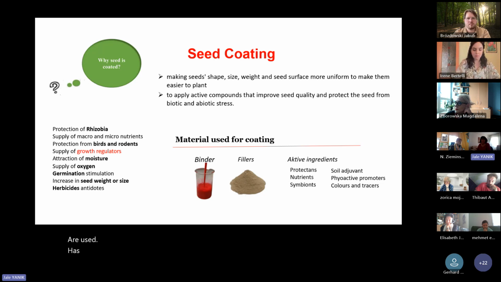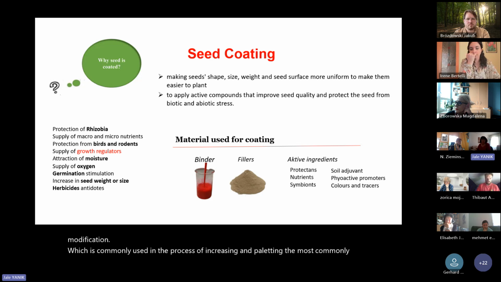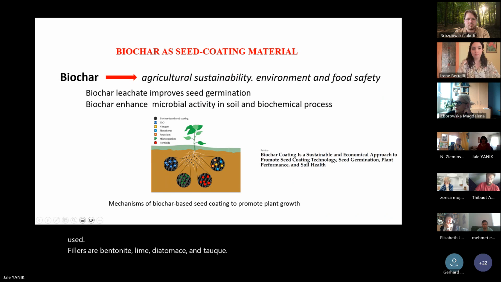The fillers are popularly bulking inert materials and allow for physical modification, which is commonly used in the process of encrusting and pelleting. The most commonly used fillers are bentonite, lime, diatomite, and talc.